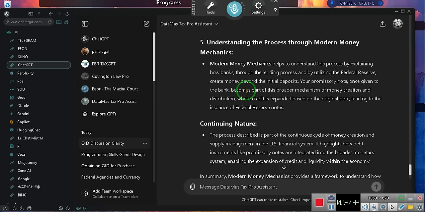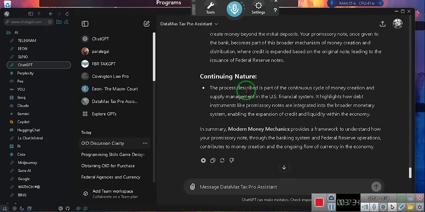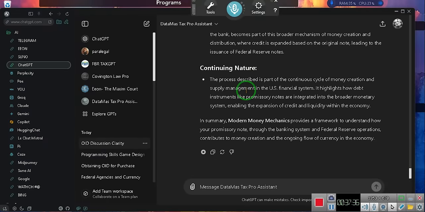Continuing nature. The process described is part of the continuous cycle of money creation and supply management in the U.S. financial system. It highlights how debt instruments like promissory notes are integrated into the broader monetary system, enabling the expansion of credit and liquidity within the economy.